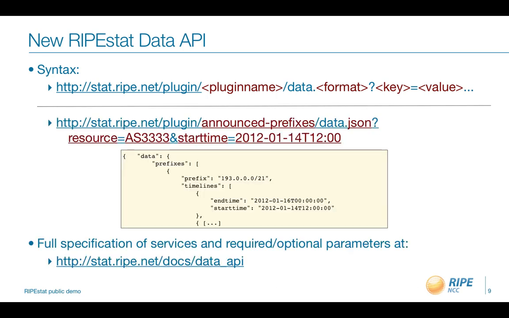In a more advanced example, you can see here for the plugin announced prefixes that you're actually specifying two parameters, and the data that returns from the Data API is a more complex structure than the one mentioned before, and will contain the information based on what was the input. Once again, there's a documentation page for the Data API, and you can check it out in this URL.